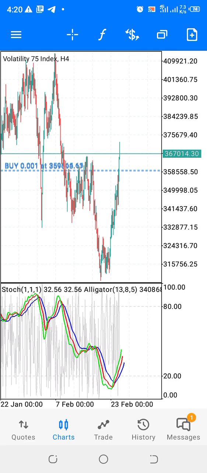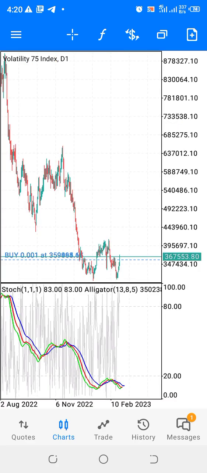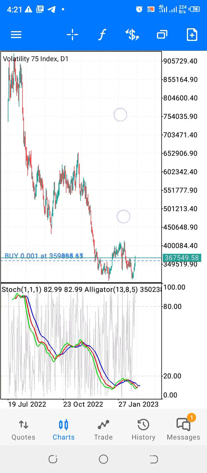So how do we know? If you want to buy, this is a live account that you're going to use. In this chart, you find volatility 75 at the 4-hour timeframe. If you want to know where to get into this trade, you go to the daily timeframe, D1. There you'll be able to know whether the price is either oversold or overbought.